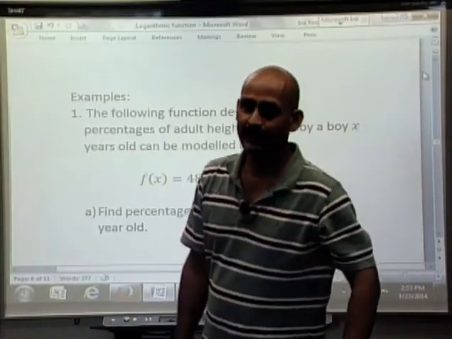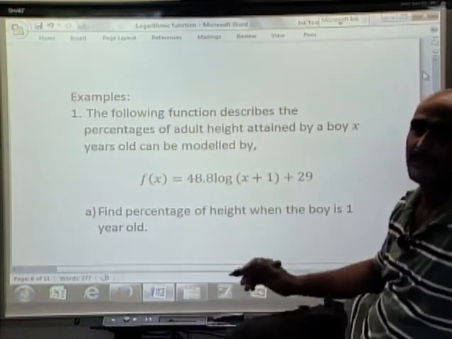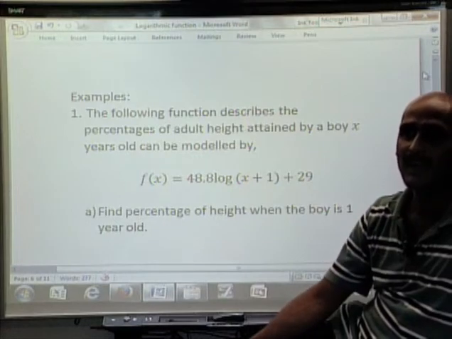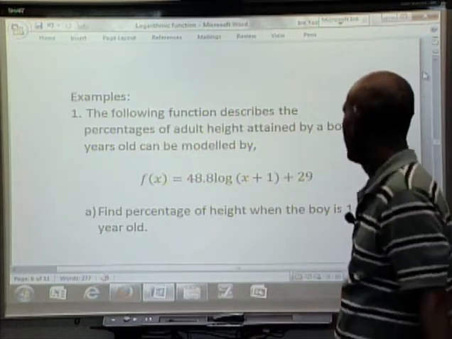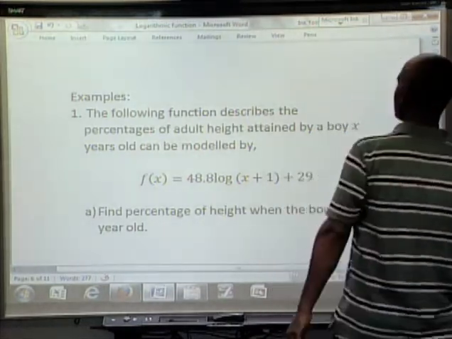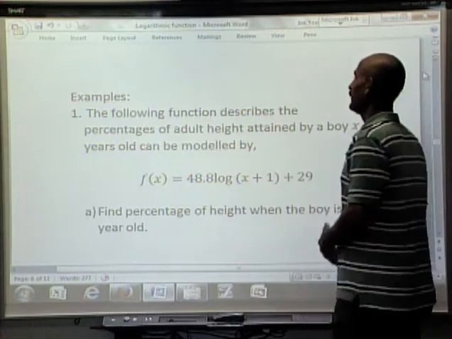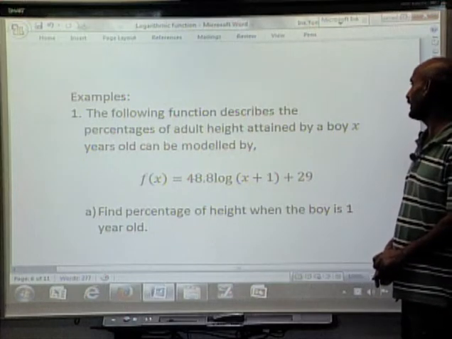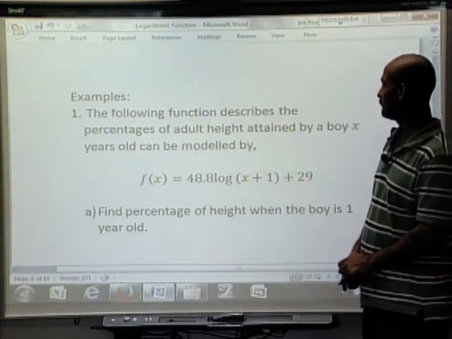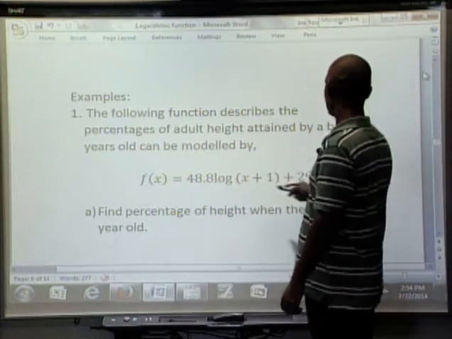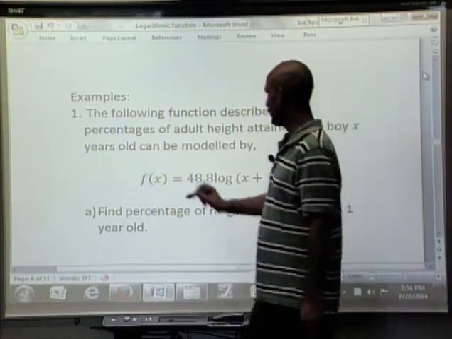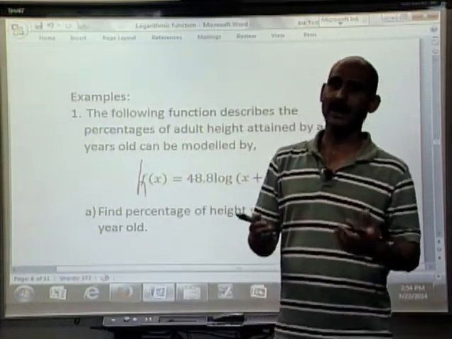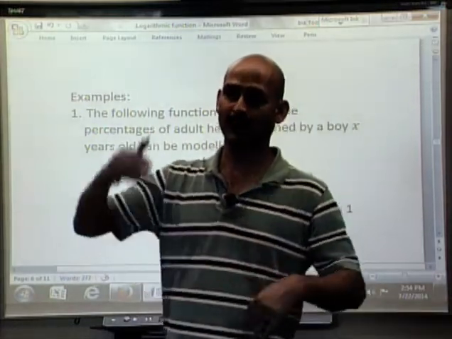Okay, now next let us see some examples where the log functions are used. The first example I have here is the following function. It describes the percentage of the adult height attained by a boy x years old, and can be modeled by this function. Well, probably I should have written h of x rather than f of x.